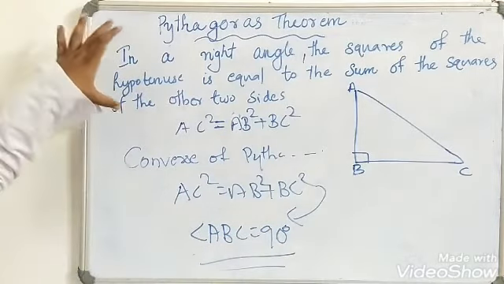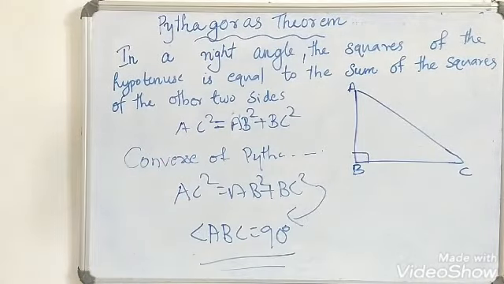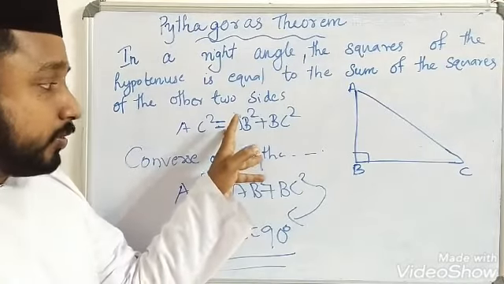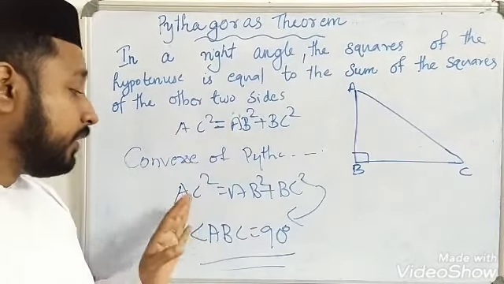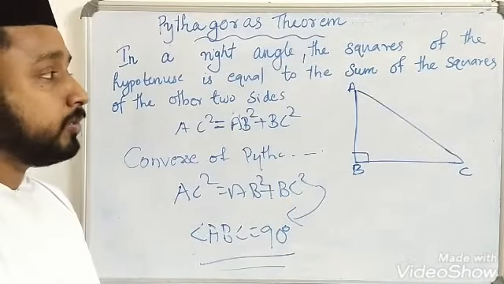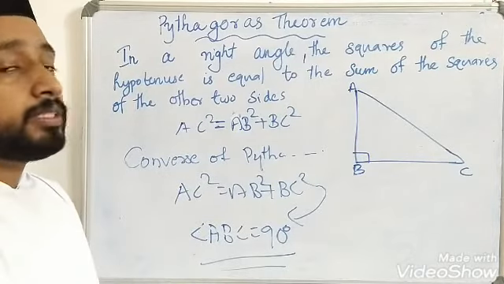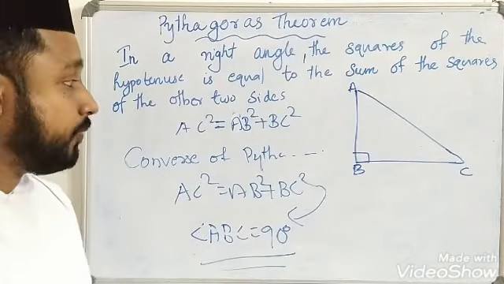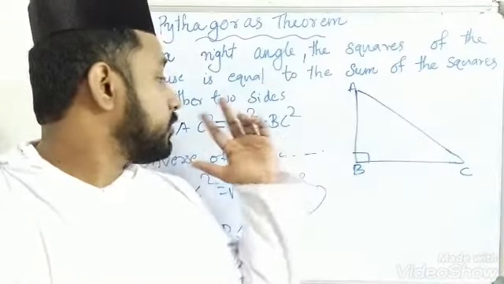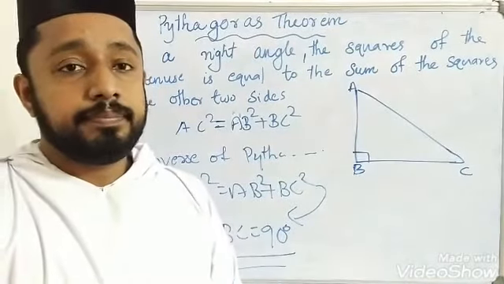So if in a triangle this condition is satisfied, that is AC square is equal to AB square plus BC square, then we have to prove angle ABC is 90 degrees. No need to understand the proof, just understand the statement. AC square, the hypotenuse square, is the Pythagoras theorem.